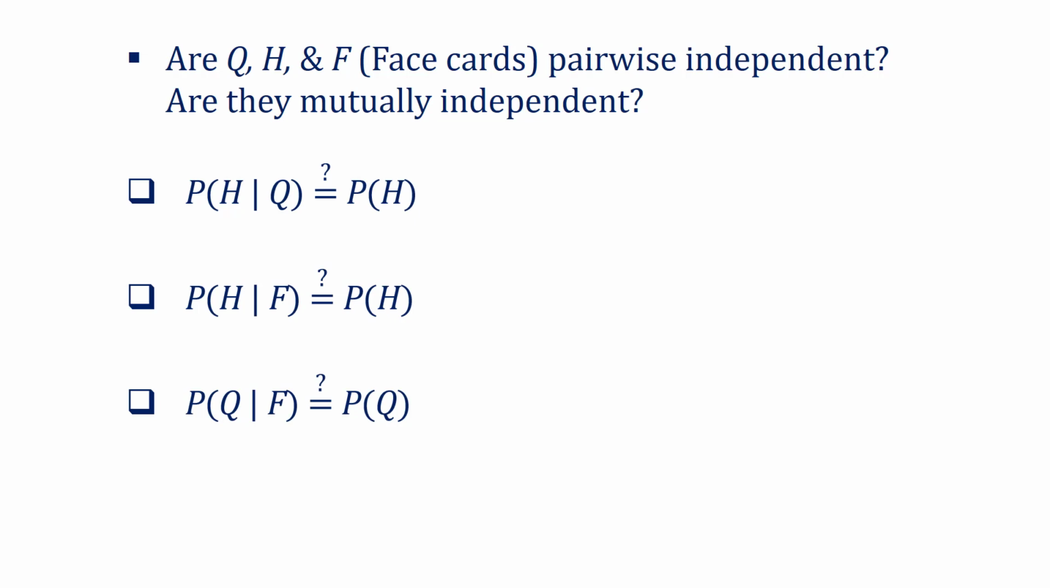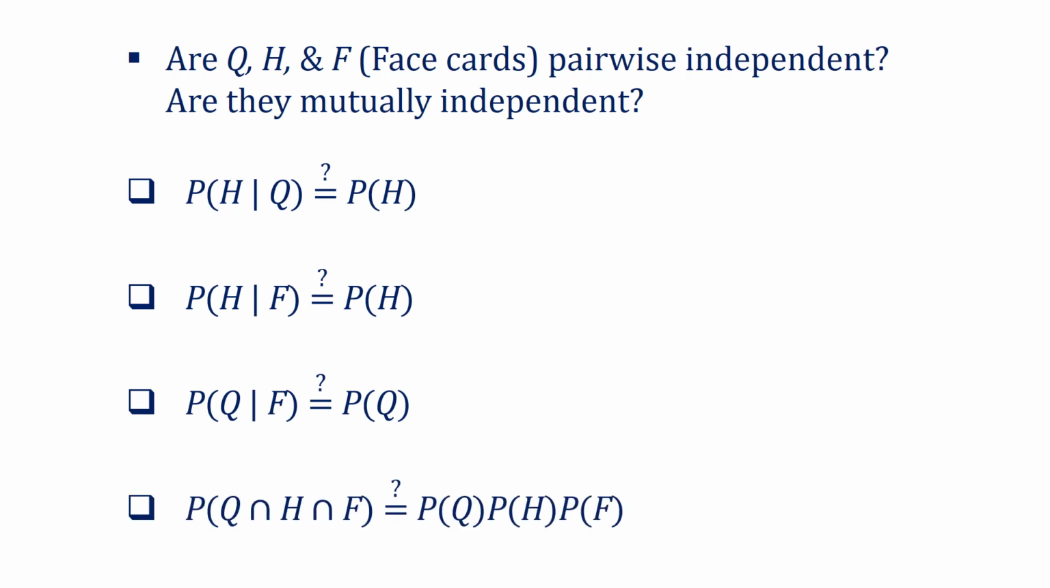If those three are all true, plus this last thing is true, then we say the group is mutually independent. What's this last thing? I look at the group of all three of them and check to see if it satisfies the special multiplication rule, which said to find the intersection of all these events, probability of queen and heart and face card, I multiply out their individual probabilities. Probability of queen times probability of heart times probability of a face card. If that product is the same as that three-way intersection, and those three previous comparisons all check out, then these three events are mutually independent.